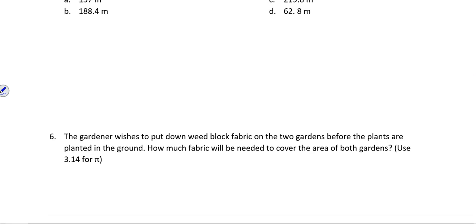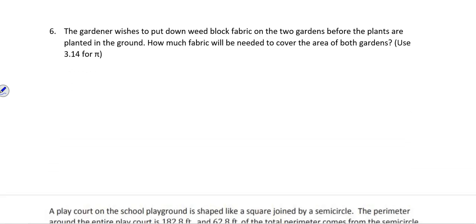Number 6. A gardener wishes to put down weed block to cover the 2 gardens before the plants are planted in the ground. How much fabric will be needed to cover the area of both gardens? That tells you right there what you're looking for. It says area. So if I'm looking at area, then I know I need to use the area formula for circles, which is area equals pi r squared. Okay, so now I need to use the formula pi r squared.